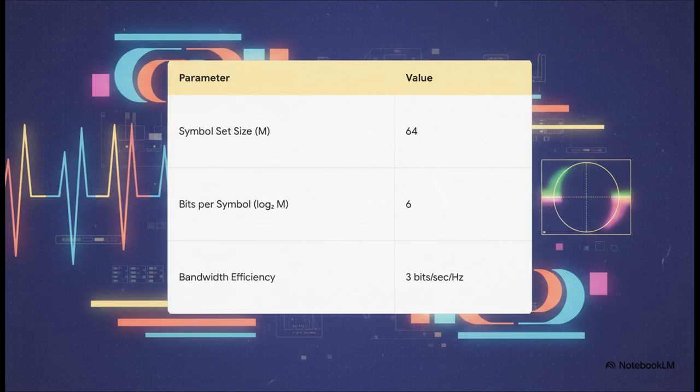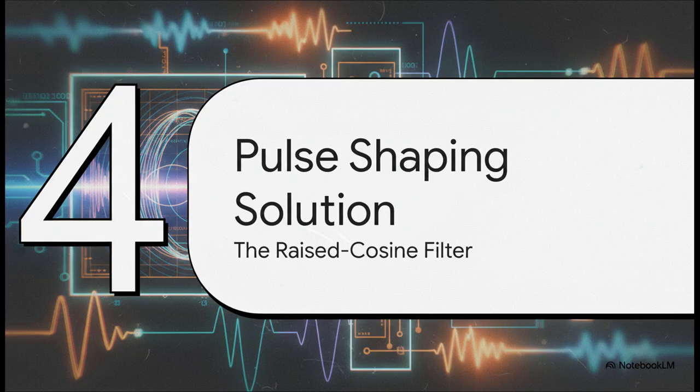If you do that, as you can see here, each one of those unique symbols can now represent 6 bits of data. That's how we crank up our bandwidth efficiency. We're just packing way more data into every single symbol we send. But here's the thing. Packing more bits in doesn't fix the smearing.